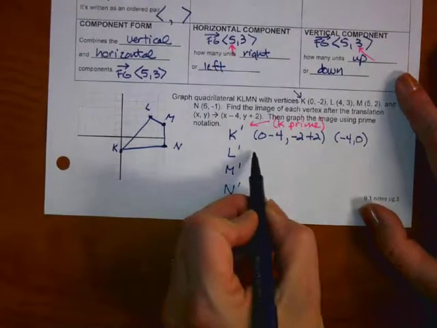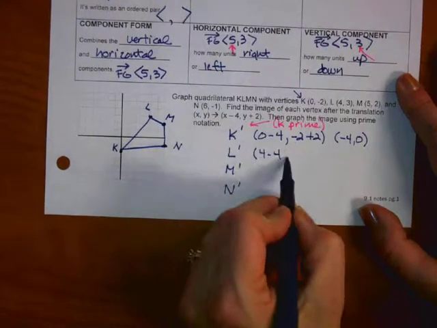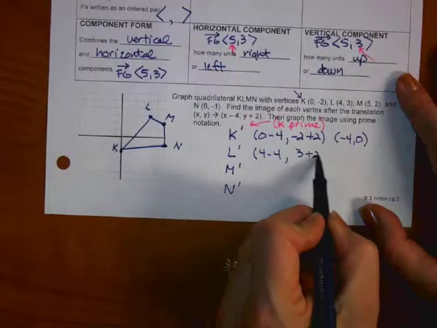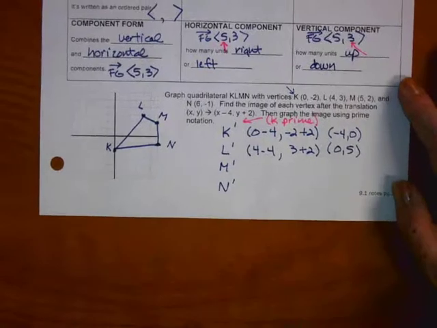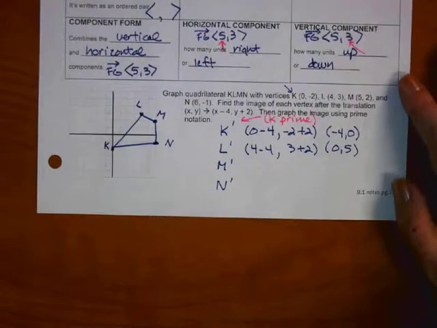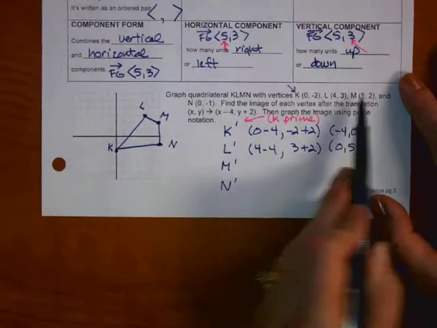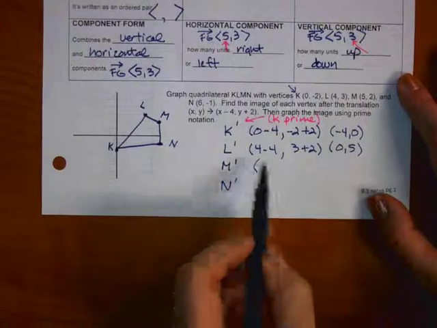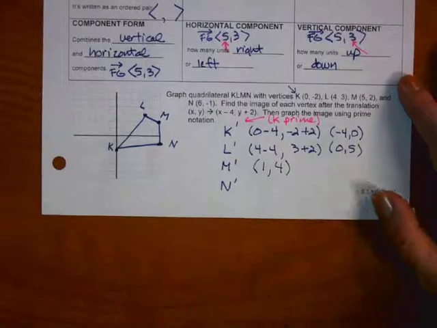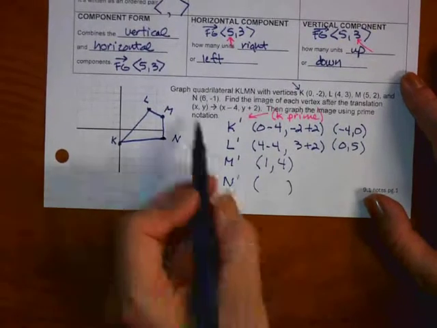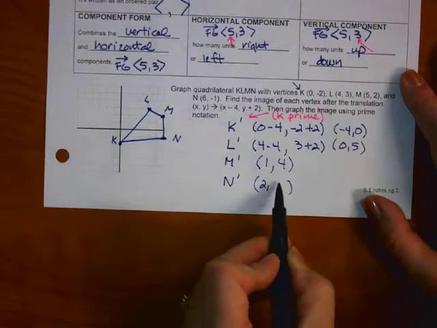So then we can do the same thing to L. We would do 4 minus 4 for your x-coordinate and 3 plus 2 for your y-coordinate. And you would get 0, 5 for L prime after the translation. Now let's do it without writing it out. For M, we'd have 5, and we're going to take away 4. So what's my x-coordinate? 1. And then we have 2, add 2, and my y-coordinate would be 4. And then N, the same thing. 6 take away 4 is 2. Negative 1, add 2 is 1.